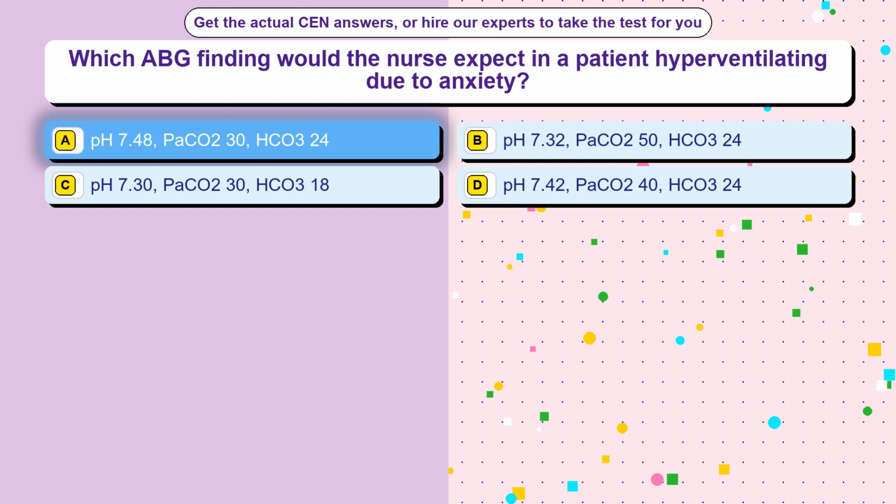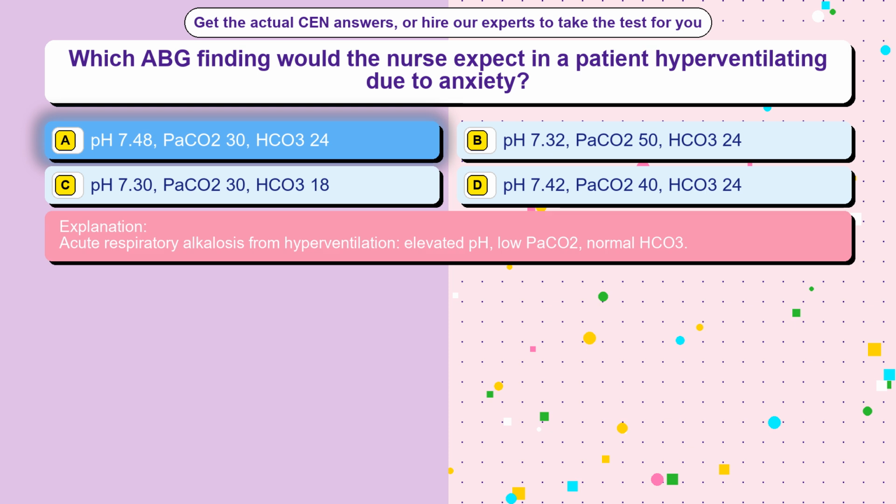The correct answer is option A, pH 7.48, PaCO2 30, HCO3 24. Acute respiratory alkalosis from hyperventilation: elevated pH, low PaCO2, normal HCO3.